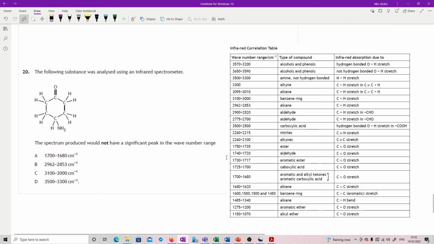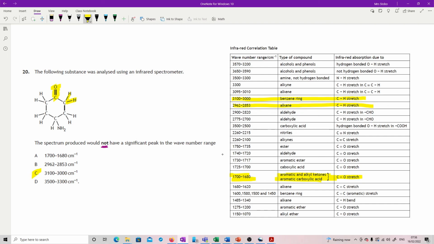Question 20, you'll notice I have pulled the data book for this one. The following substance was analysed using an infrared spectrometer. The spectrum produced would not have a significant peak in the wavenumber range. So you've been given what we're looking at. So I'm just going to highlight each of those. So we've got 1700 to 1680, I have the C=O stretch in aromatic and alkyl ketones. Yep, that's there. Okay, I'm now looking for my alkane C-H stretch. Well, I definitely have that. Okay, all over the place. My 3100 to 3000 benzene ring. This is not a benzene ring anymore. I don't have delocalised. So here's my answer.